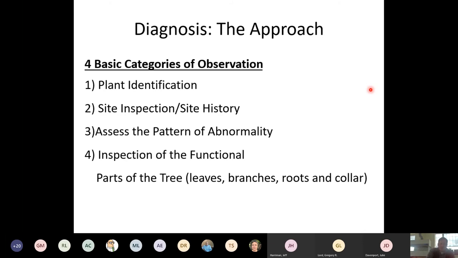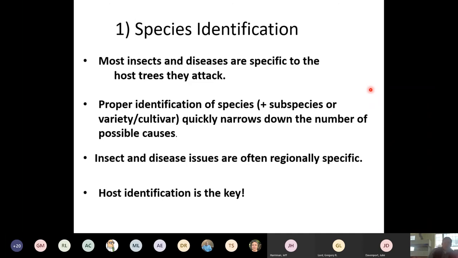So species identification is extremely important, and that's because most insects and diseases are specific to the host trees that they attack, and they are even specific to the functional parts of the tree that they attack. So there's not many generalists. There are some, but there's not a lot of generalists in the insect and disease community. So proper identification of species and even subspecies or variety or cultivar quickly narrows down the number of possible causes.